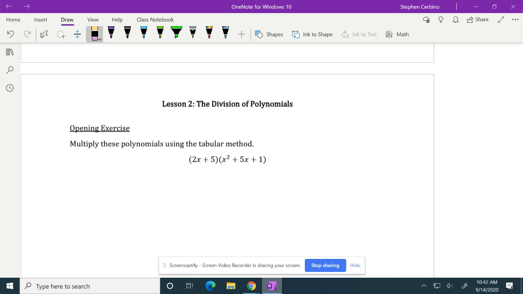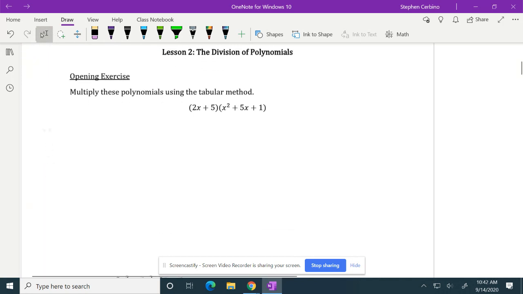All right, so let's take a look at lesson 2 here. Lesson 2 is going to take us from what we did in lesson 1, multiplying with polynomials, and make it so that we're now looking at how we can actually divide them. So the first thing we want to do here is the opening exercise.